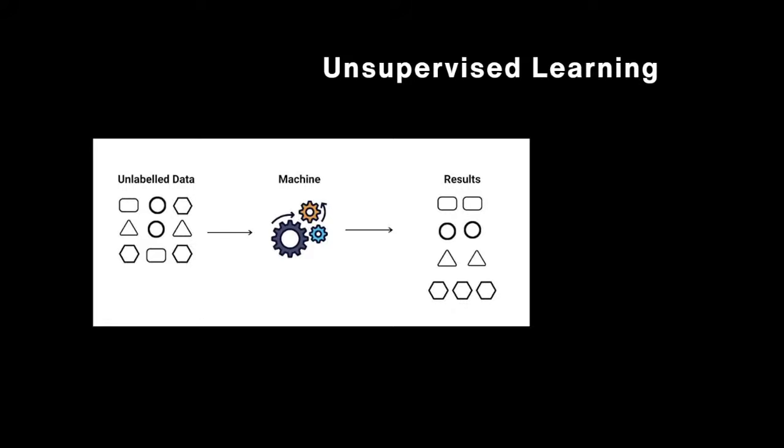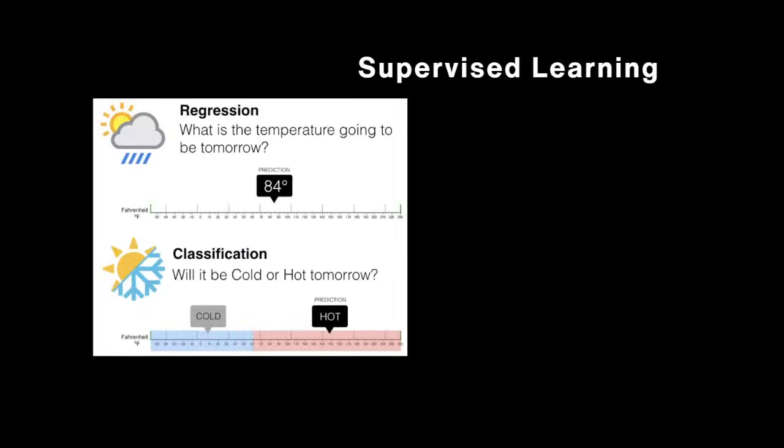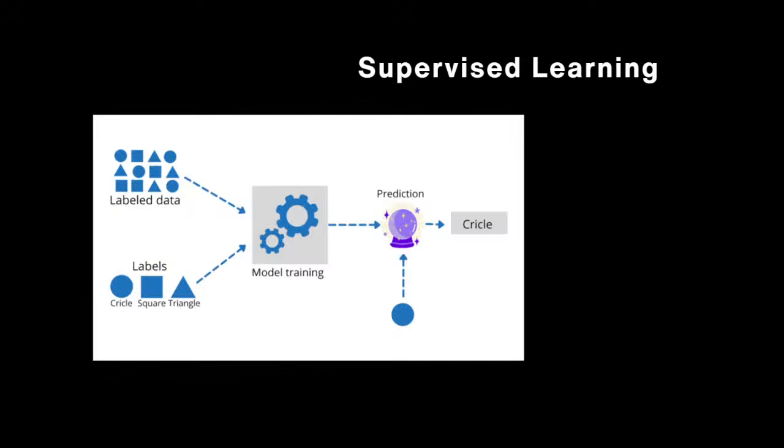Okay, let me tell you what unsupervised learning is. In supervised learning, we use labeled data. I give a data and name the data, and that name is called a label, right?